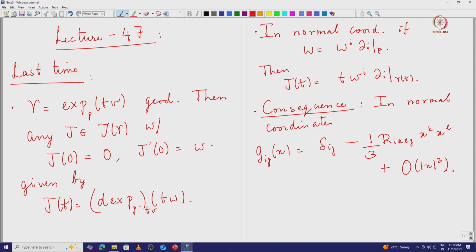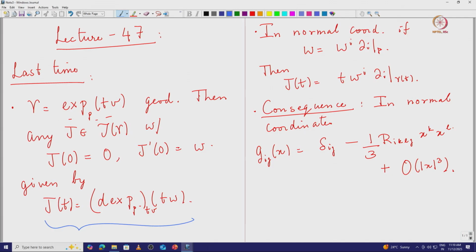So last time we wrote down a formula for Jacobi fields that vanish at the initial point. So let me remind you of that. If gamma is given by this radial geodesic, then any Jacobi field which vanishes at 0 and whose derivative, let us say at 0, is given by w, is given by this formula. So it is basically the derivative of the exponential map at the vector tv applied to the vector tw, right.